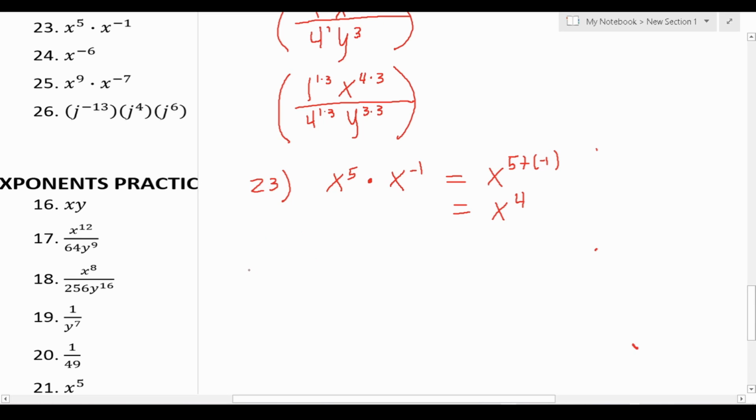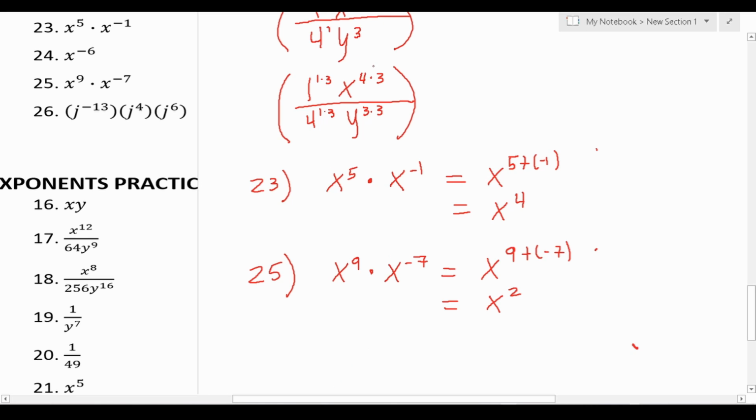All right, let's move on to 25. 25 is x to the 9th times x to the negative 7th. Again, as we did above, we know we're going to be using the product rule since we have everything base x. So that's going to prompt us to write down the base and then add the exponents. This is 9 plus negative 7, which is the same as 9 minus 7, which is 2. So this is x squared.